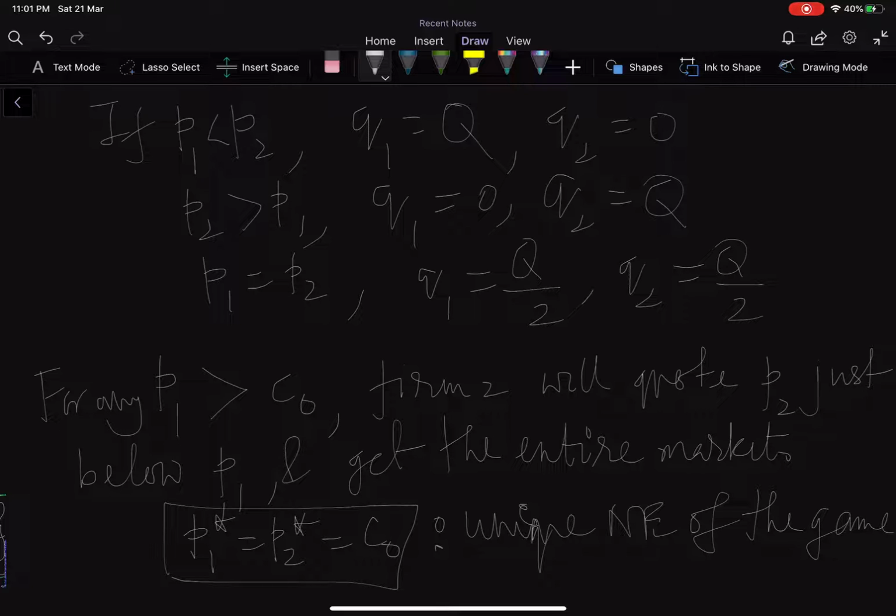Think through why this is the case. Consider any prices P1, P2 such that either of P1, P2 is above C naught. That cannot be an equilibrium. Just think through that, and you can easily see why, because of the undercutting incentive. Now this is assuming that both firms have the same C naught, the same marginal cost.